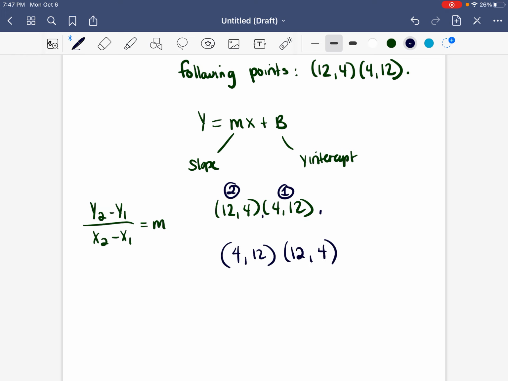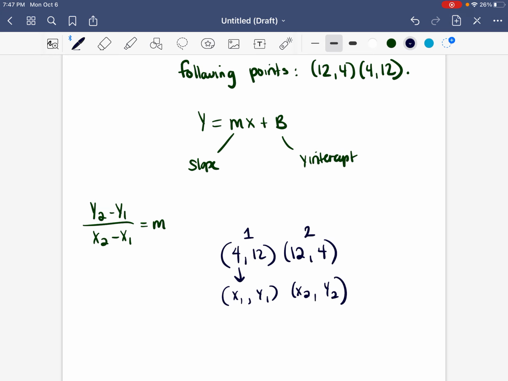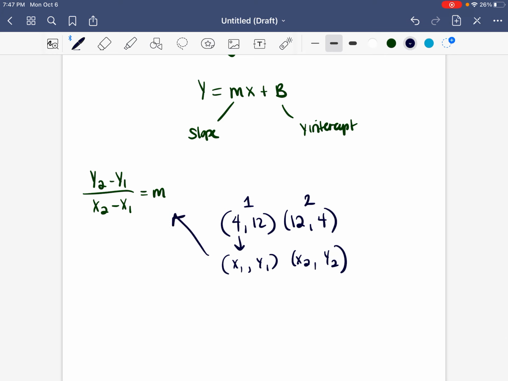Underneath it, I like to label them. Because I'm using this as the first one, this would be x1, y1. And because it's the second point, I would label it x2, y2. Now we can go ahead and fill out our equation. So it's y2 minus y1, so 4 minus 12, over x2, 12, minus x1, which is 4. 4 minus 12 is negative 8. 12 minus 4 is 8. Negative 8 divided by 8 is equal to negative 1. So the slope is equal to negative 1.